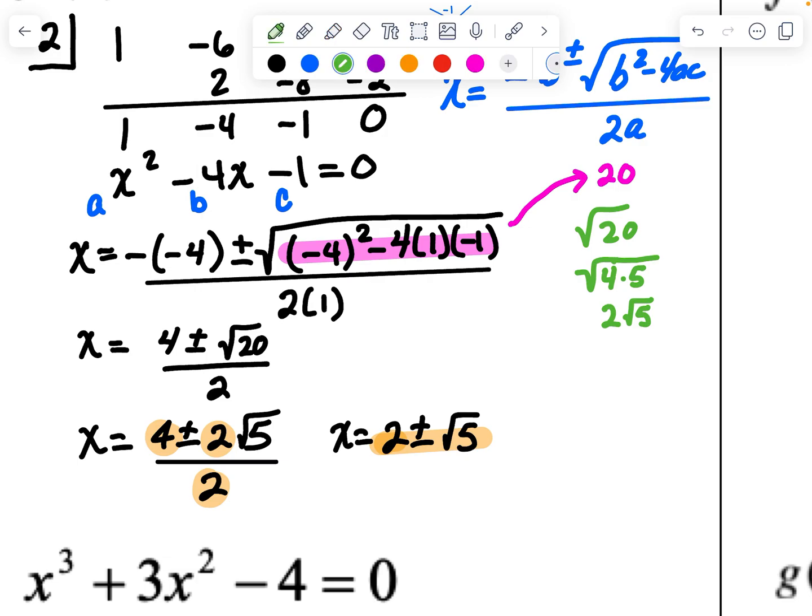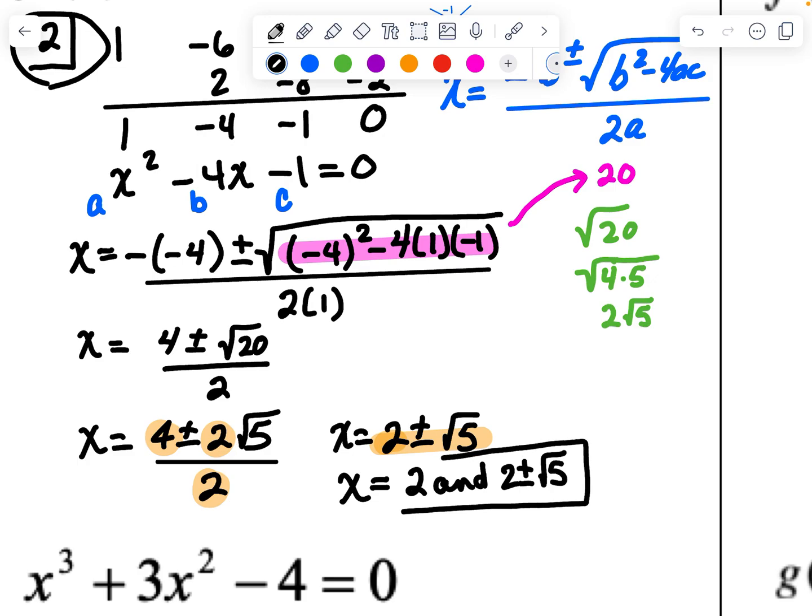So then our answers. Great question. So our answers are x equals, and in Canvas you're going to put 2, because that was this answer, and 2 plus or minus the square root of 5. And so those are your answers for Canvas.